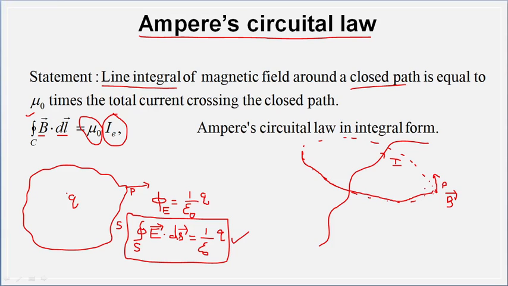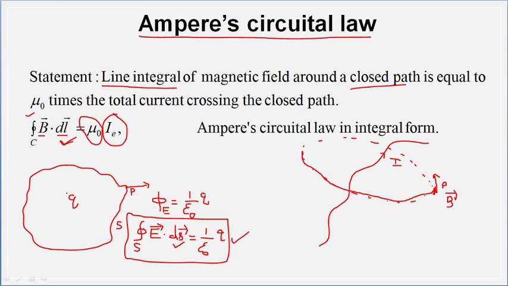Then we choose an element of this closed path, just like we chose the area element of a closed surface. So in Ampere's Circuital Law, we choose the element of the closed path. Then we find the line integral of B dot dl, which means we add it all over the closed path. The line integral of vector B dot dl is equal to mu naught times the current enclosed, the total current crossing the path.